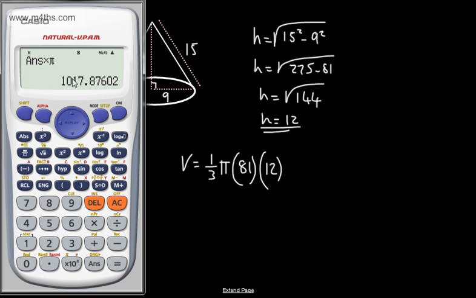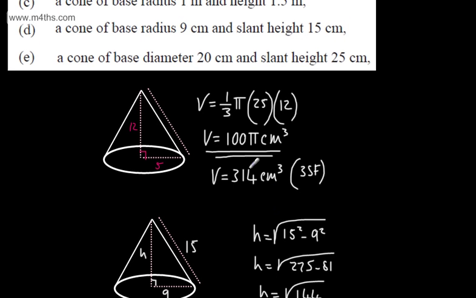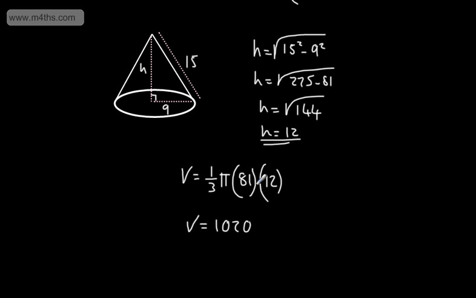So that would be 1017.8 and so on and so forth. So we could write this now to three significant figures. The volume is going to be 1020, and we're going to be working now again in centimetres cubed. All volumes are given in cube units, so whether it's centimetres or metres.